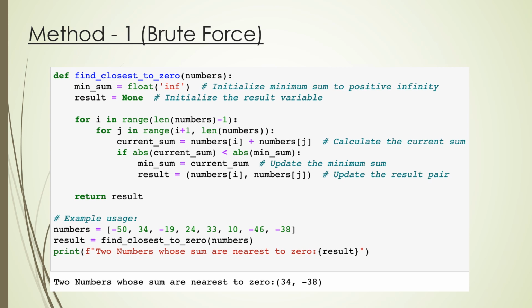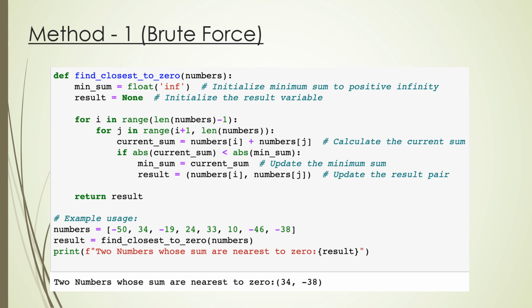Method 1, brute force method. So, implementation of the brute force method in Python. First, we store the input list in the numbers variable. Then this numbers variable is passed to the function find closest to 0. This function is calculating the sum closest to 0. We are initializing the minimum sum variable.